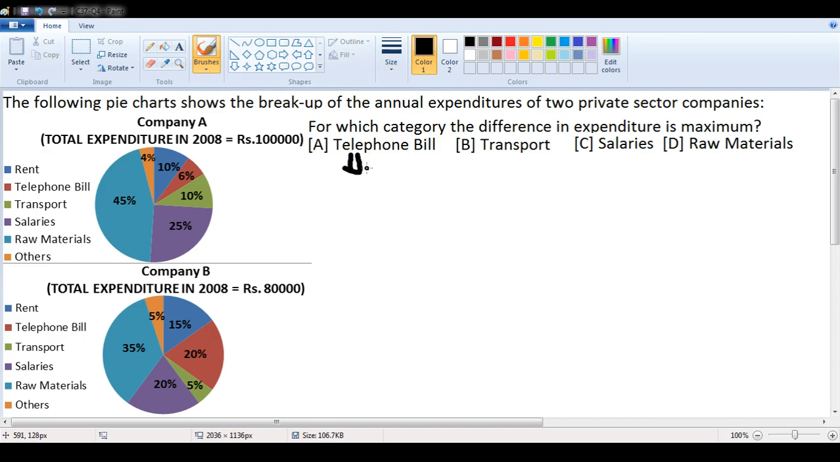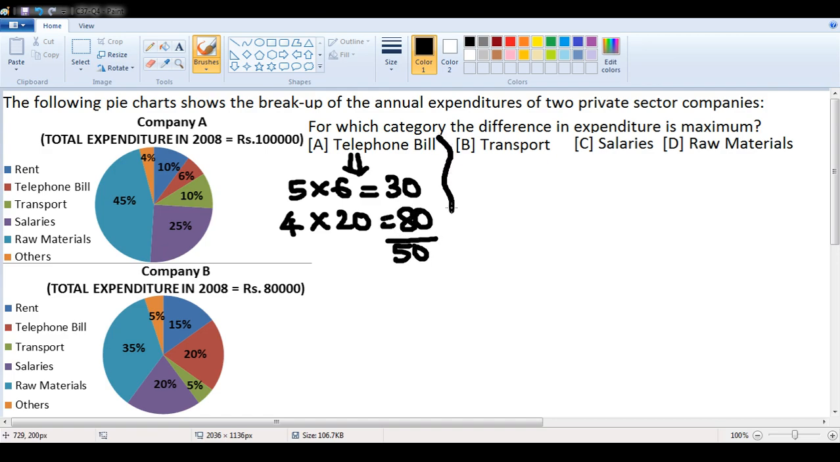First category is the telephone. In company A it is 5, company B it is 4. Telephone is brown color. It is 5 into 6. Here it is 4 into 20. So it is 30 and 80. Difference is 50. Second one is transport. This is the only way to solve this kind of questions. Transport is green color. So it is 5 into 10, and here it is 4 into 5. 50 and 20, the difference is 30.